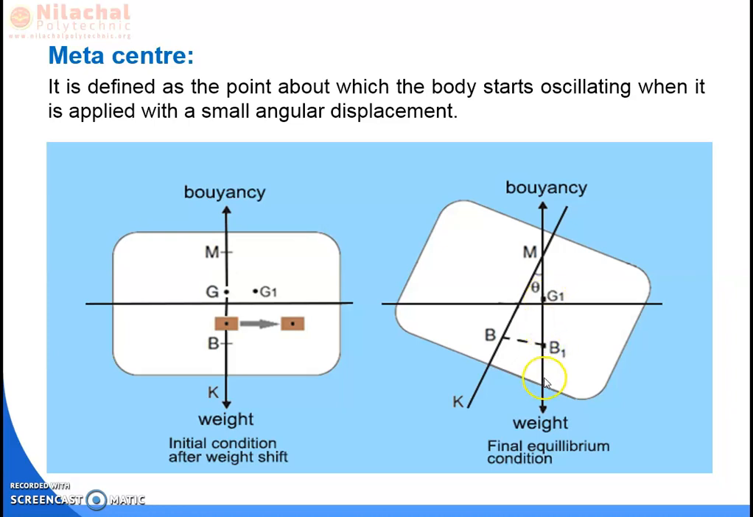The line of action of the force of buoyancy moves through the point B1 and intersects the vertical line at point M. During this condition, the distance between the center of gravity of the body and the metacenter is known as your metacentric height.